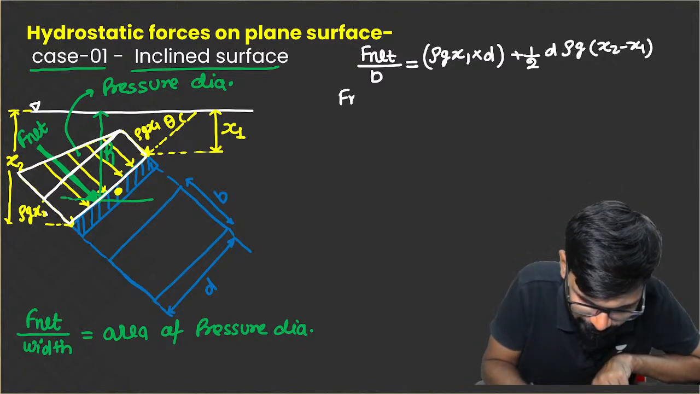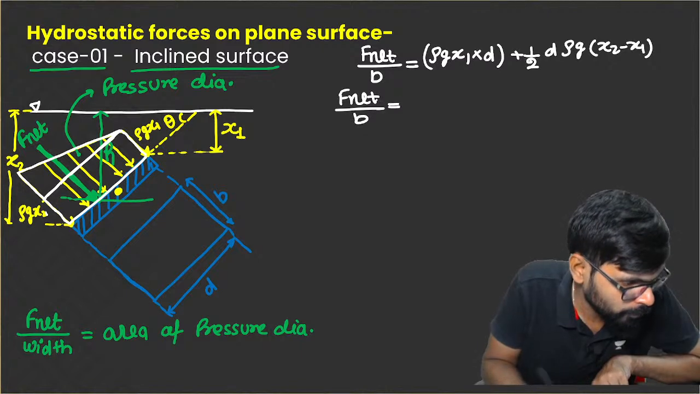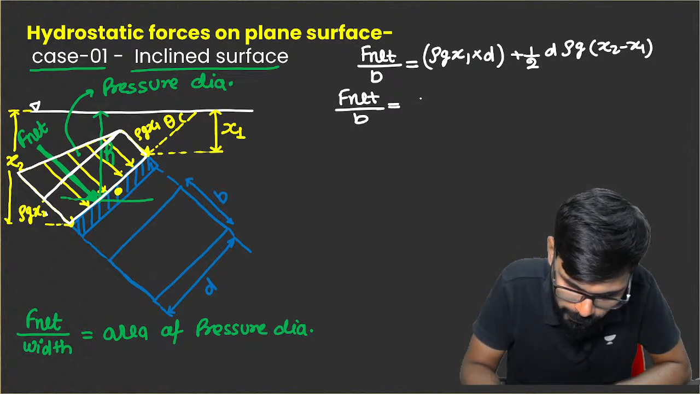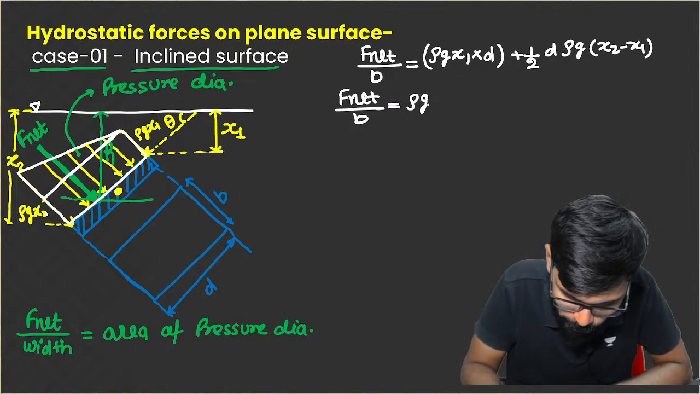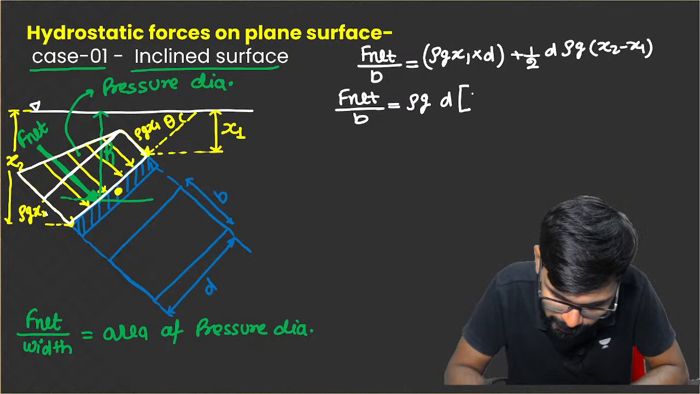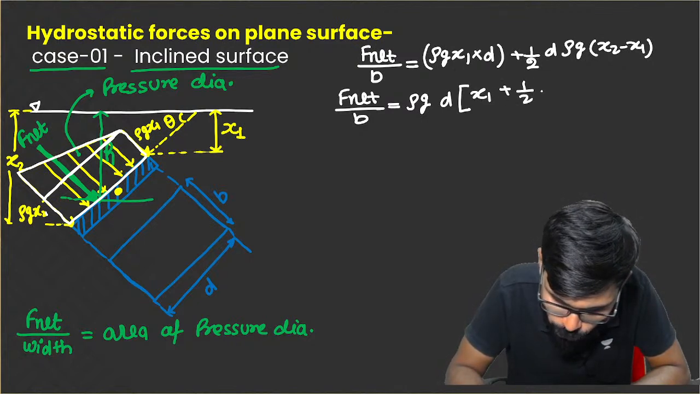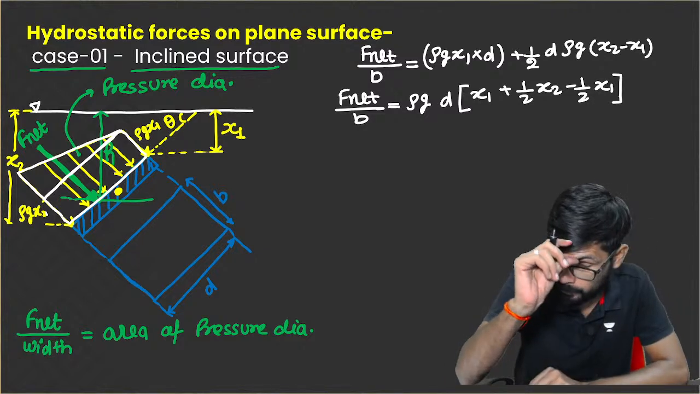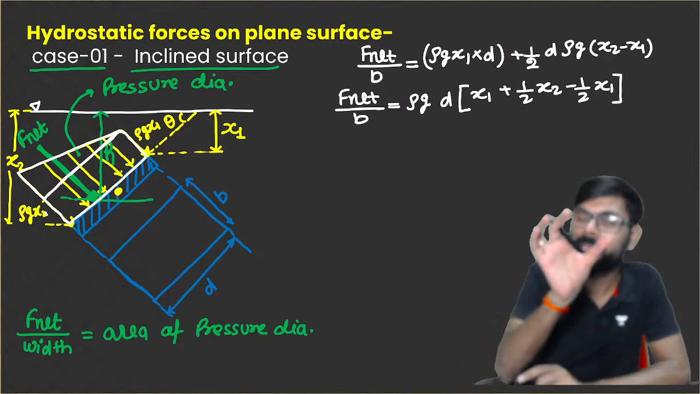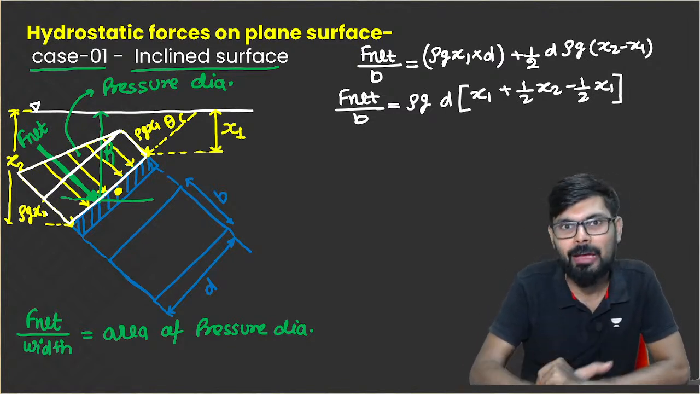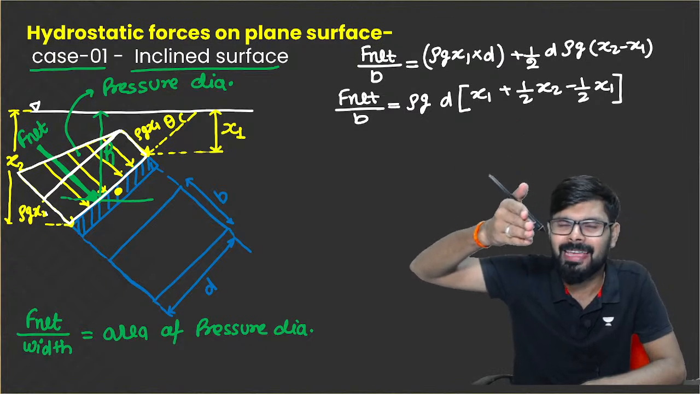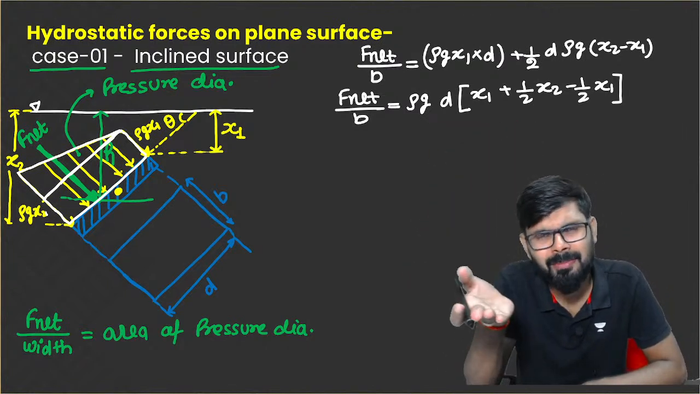Now I can write F net by width B is equal to, now d is common, and rho g is also common. Rho g is common, d is common. What is remaining here, beta? Here remaining is x1 plus 1 by 2 x2 minus 1 by 2 x1. Correct? Now please listen carefully. Actually, to make these calculations easy, I've taken a rectangular shape, but it may be anything else. If it is some random shape, then you have to integrate. You know how to calculate the area by integration, and that much mathematics you must know here.